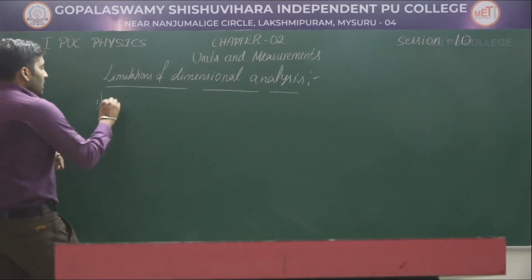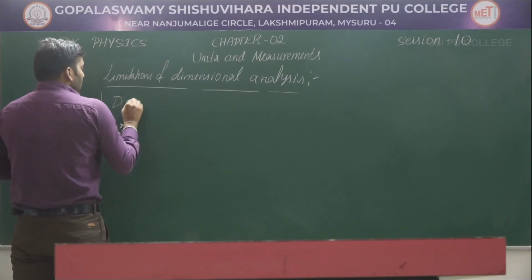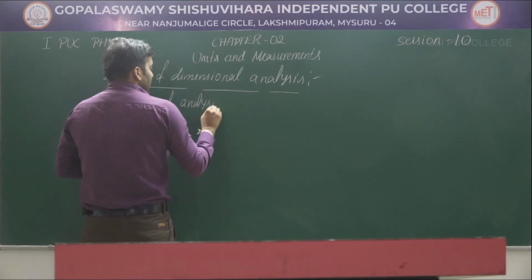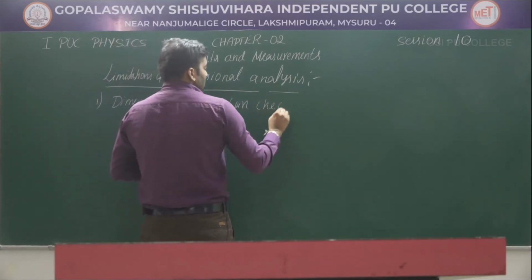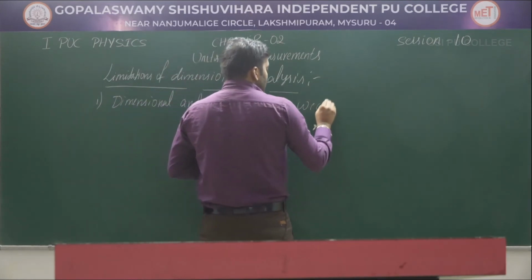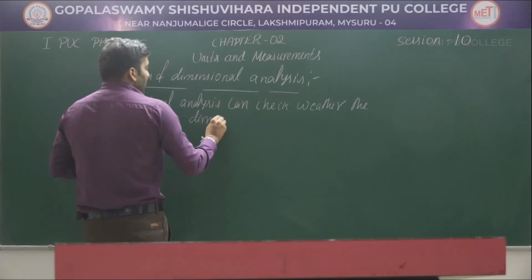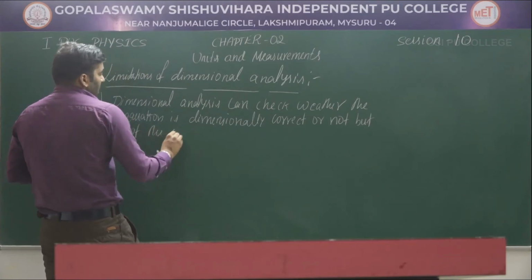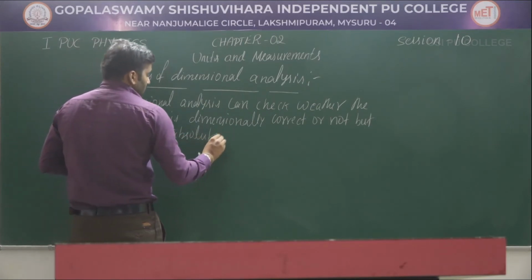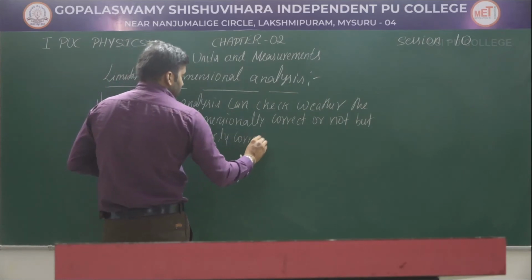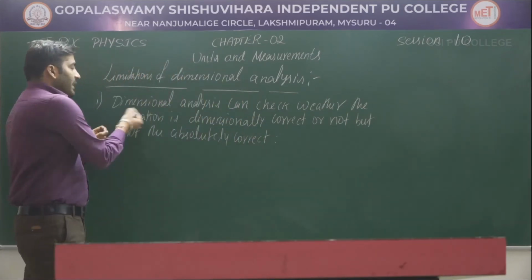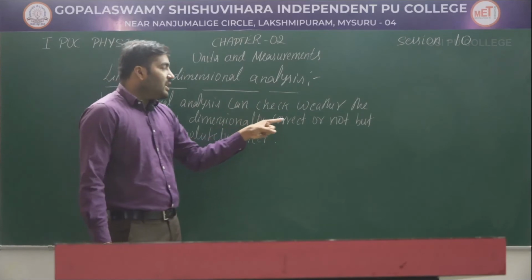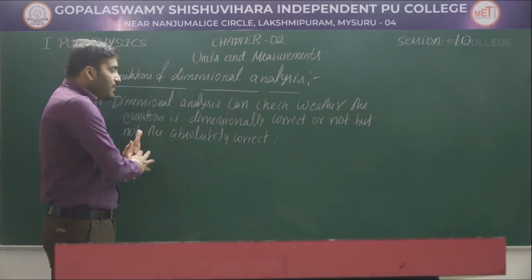The first one is, dimensional analysis can check whether the equation is dimensionally correct or not, but not the absolutely correct. See, dimensional analysis can check whether the equation is dimensionally correct or not, but not the absolutely correct.